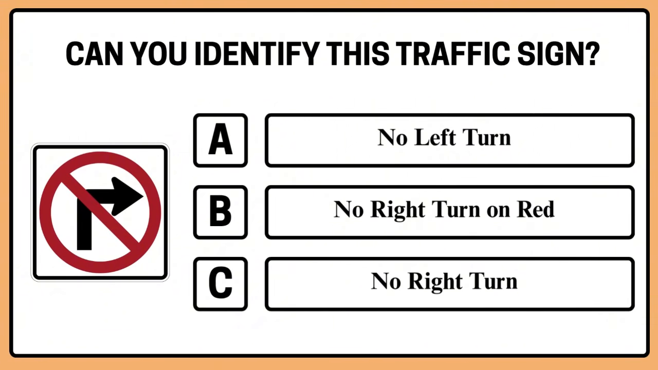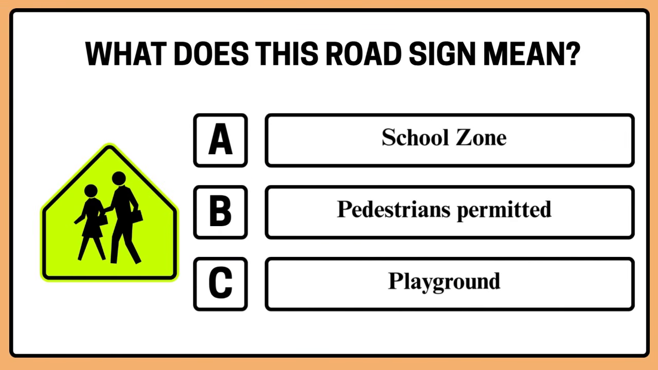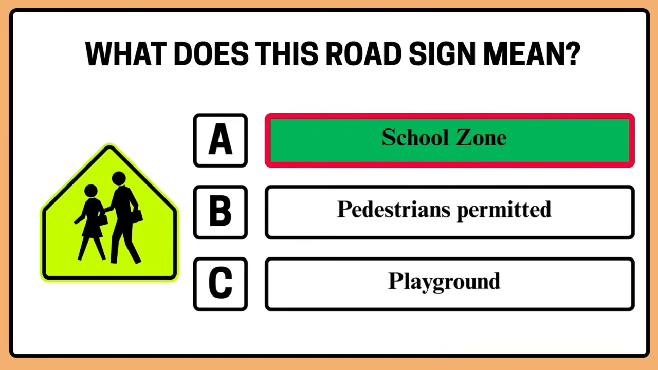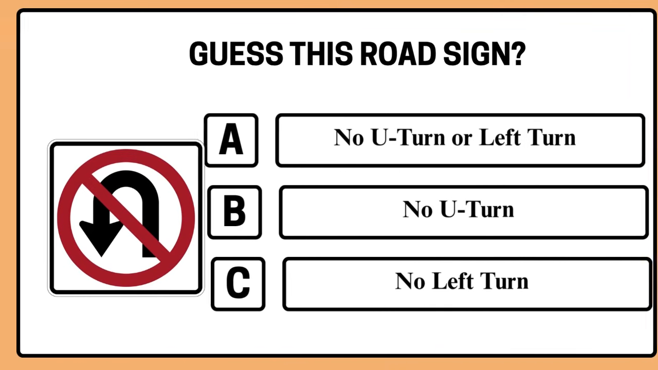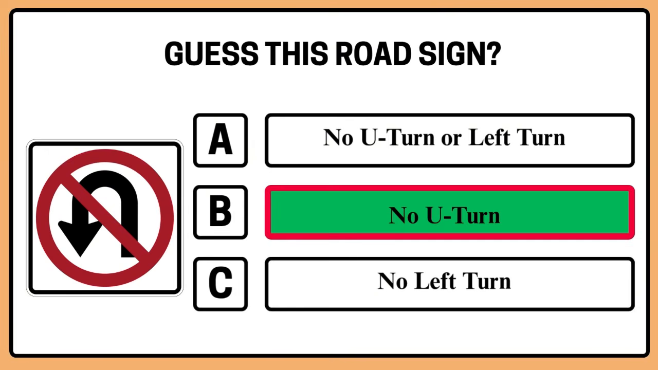Can you identify this traffic sign? The answer is C, no right turn. What does this road sign mean? The answer is A, school zone. Guess this road sign. The answer is B, no U-turn.